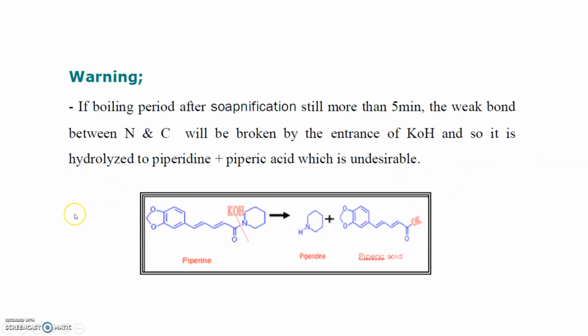So warning: if the boiling period after saponification is more than 5 minutes, the weak bond between nitrogen and carbon will be broken by the entrance of KOH, and so it is hydrolyzed to piperidine plus piperic acid, which is undesirable. So you can see piperine reacts with KOH forming piperidine and piperic acid.